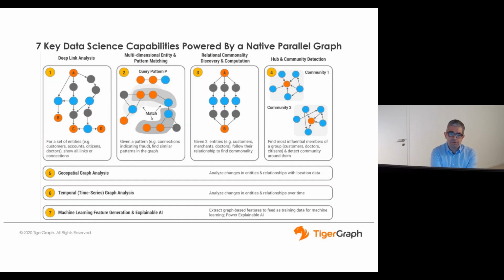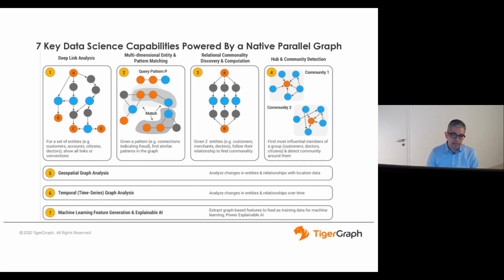Let's look at a couple of key data science capabilities that are powered by a native parallel graph. First, it's deep link analysis, which I think personally is one of the foundational features that makes graph-based analytics so important and interesting for AML applications. It's about showing all the links and connections between a given set of entities.